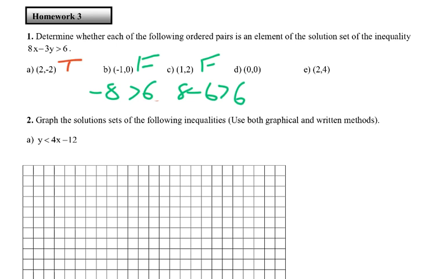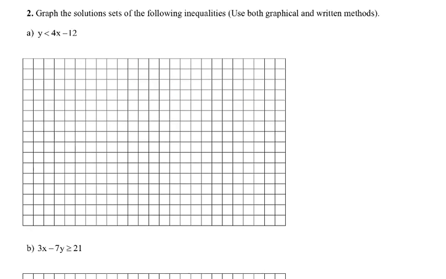This is going to be 8 times 0, so 0, minus 0 is bigger than 6. That's not true. And then the last one, 8 times 2, so 16, minus 3 times 4, minus 12, is bigger than 6. Again, that's not true either. Okay, so we're going to graph the solution set of these inequalities.